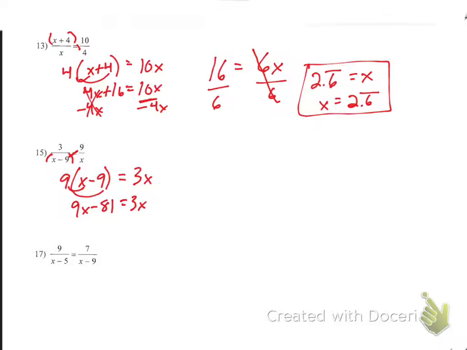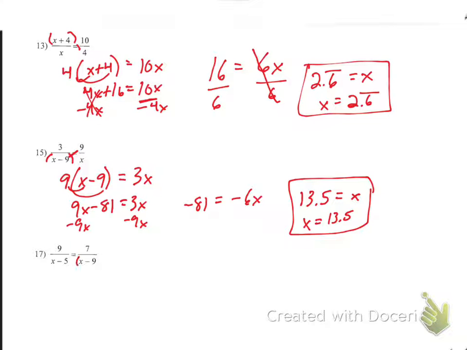I want to get the x's just to one side, so I'm going to minus 9x. Minus 9x. And I'll get negative 81 is equal to negative 6x. So I do negative 81 divided by negative 6, and I get 13.5. And remember, that's going to be a positive because a negative divided by negative is a positive. Again, you can leave it like that, or you can write x is equal to 13.5.